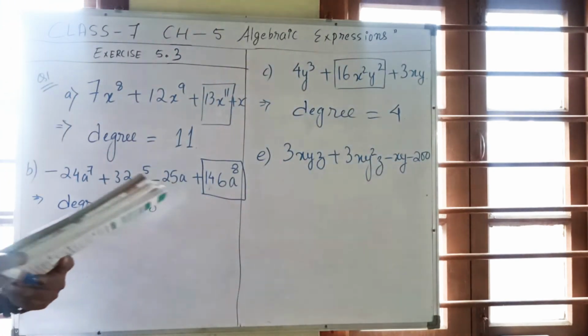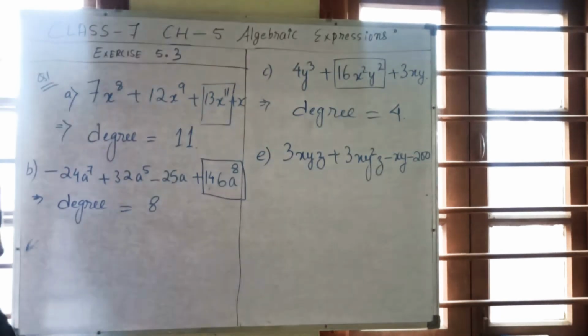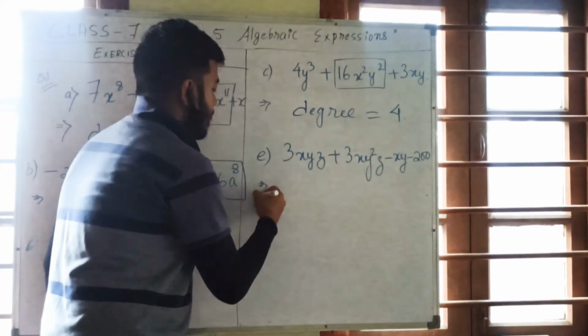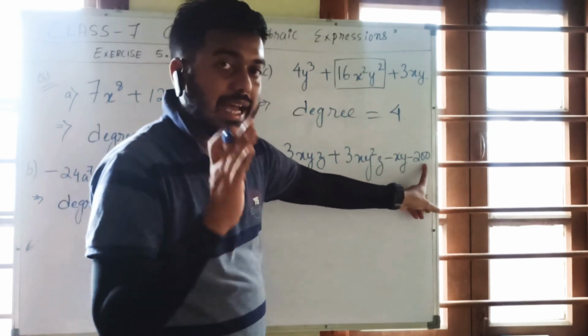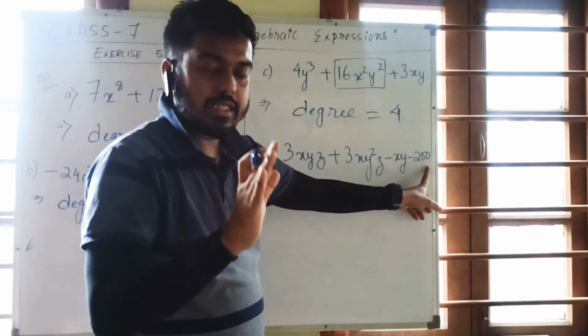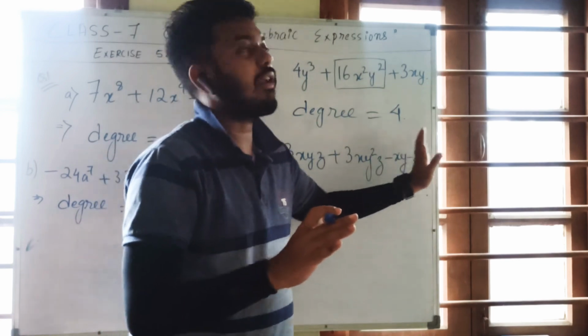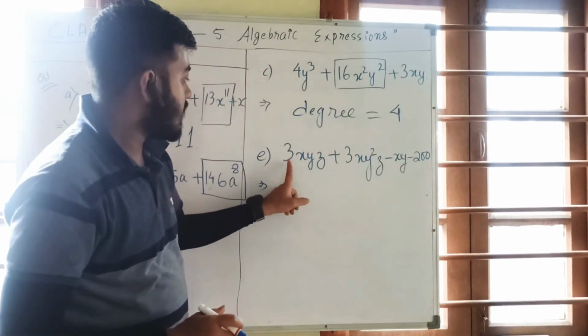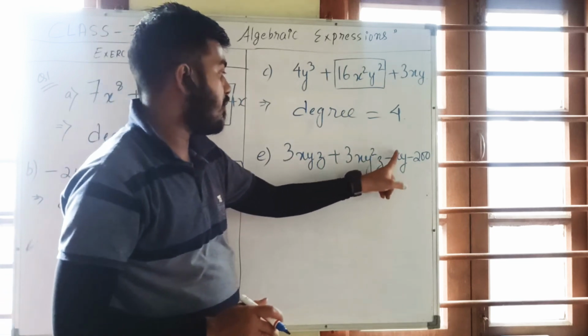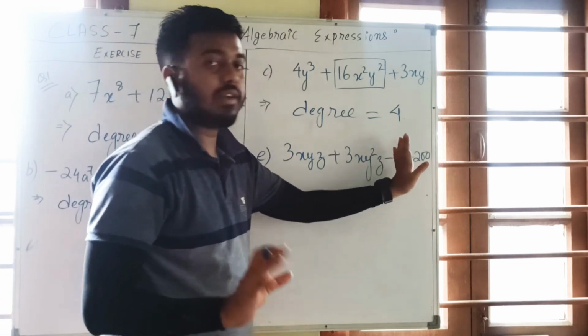So what is the degree here? First you tell me which is the highest number. The highest number is 200, right? But 200 does not have x and y. 200 does not have any variable, right? So we cannot take 200. Now what is the next highest number? Everywhere you see it is 3, but here we have 1. We cannot take this also.